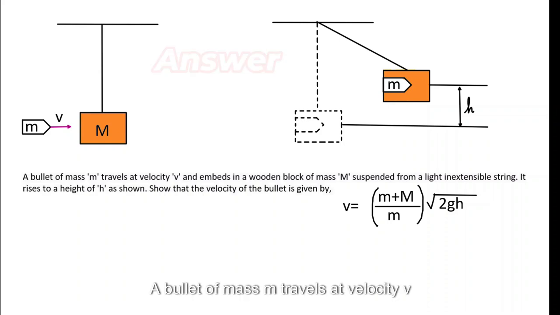A bullet of mass m travels at velocity v and embeds in a wooden block of mass M suspended from a light inextensible string. It rises to a height of h as shown. Show that the velocity of the bullet is given by v equals (m + M) over m multiplied by root 2gh.